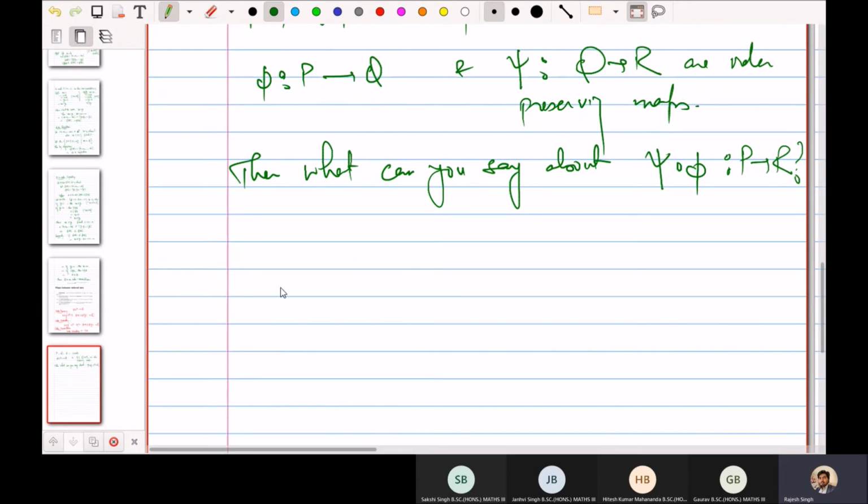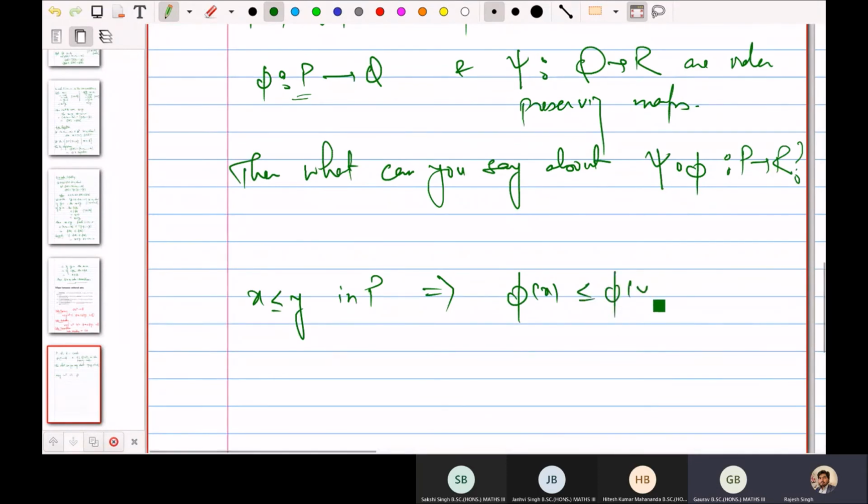अगर तुम्हारा x related to y in P है, so what does this imply? अब अभी P में है तो Q में क्या होगा? Phi x is related to phi y in Q. अब इधर आ जाओ, अब Q के अंदर phi x is related to phi y, तो R में क्या होगा?